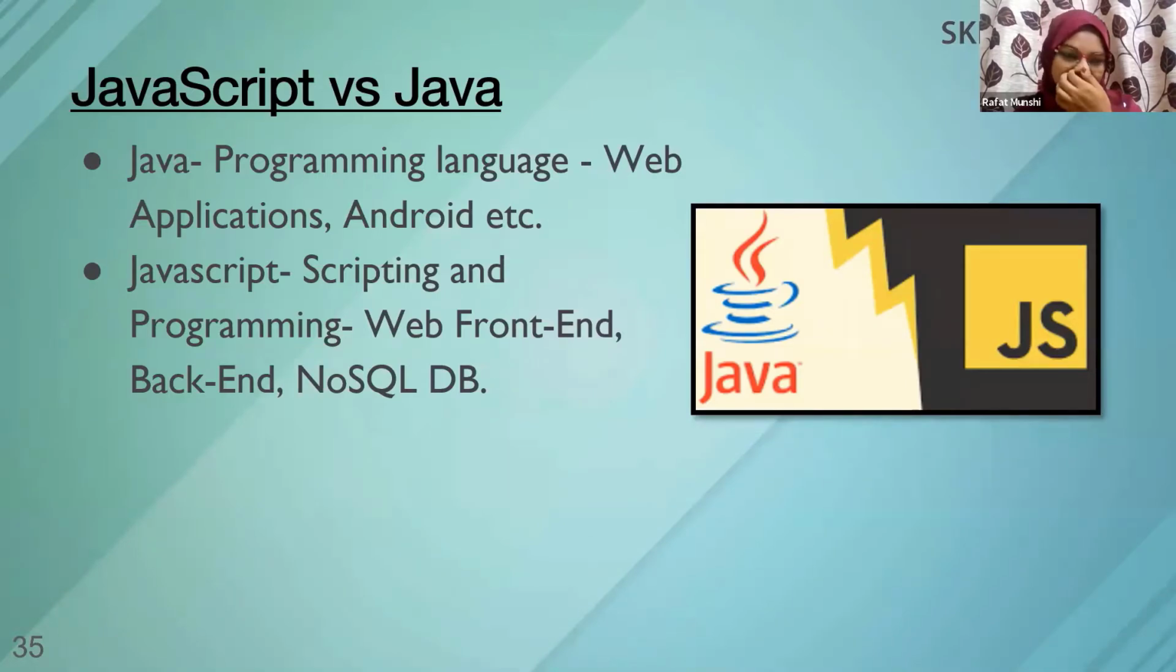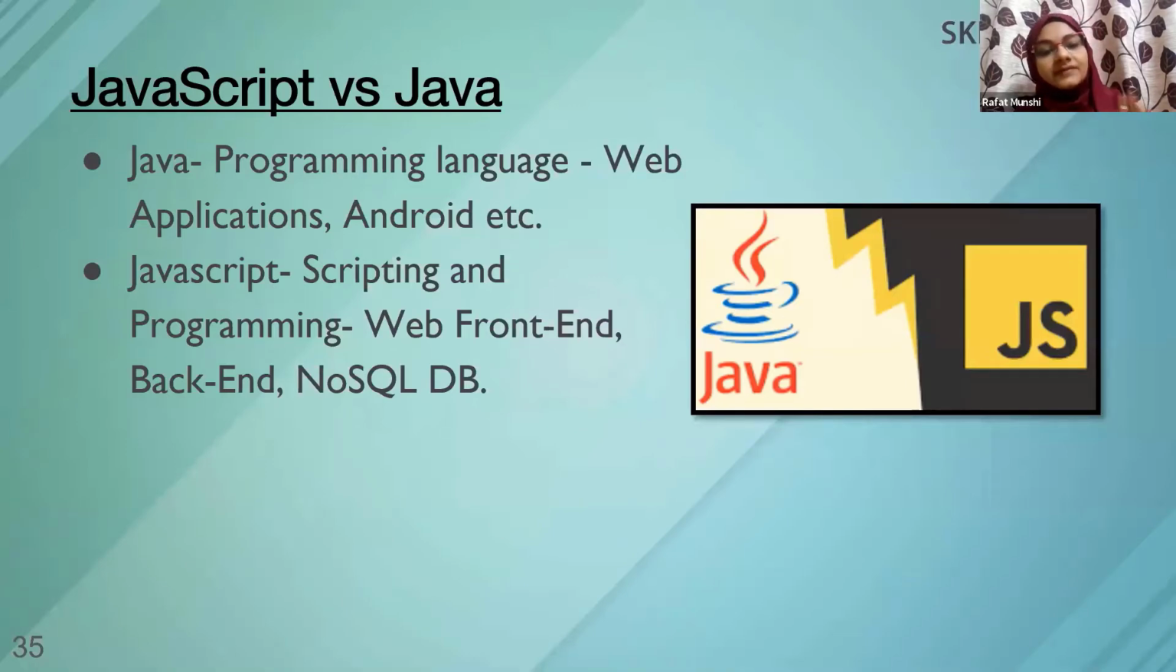Okay, so JavaScript is essentially an object-based scripting and programming language, and Java is an object-oriented programming language. So the use of both of them is different. Java is used to create web applications. It's used to create Android applications, desktop applications, etc.